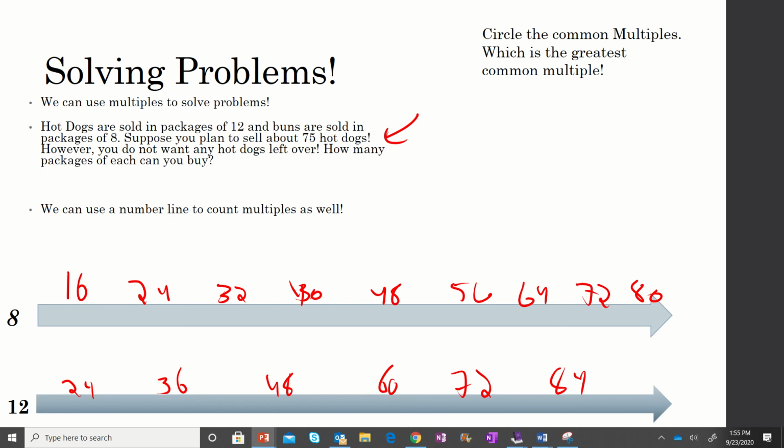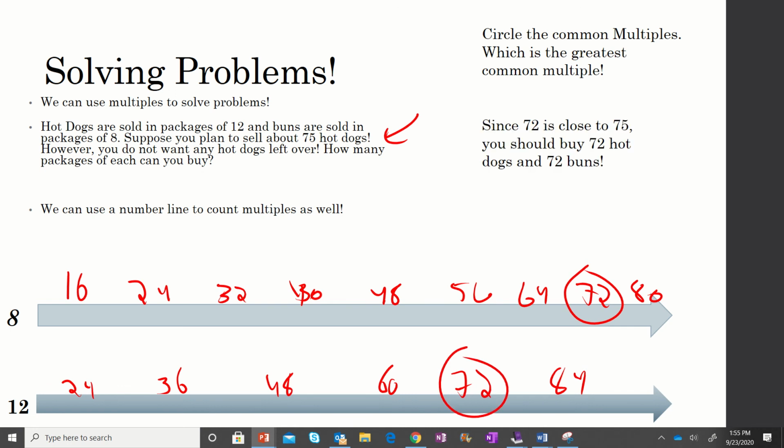So now, okay, what we need to do is we want packages of 12, okay, for hot dogs, and buns are 8, all right? So what I need to do is I need to find the common multiple, the biggest common multiple, which here is 72, okay? It's close to 75. So we did waste a few hot dogs and buns, okay? But we can buy 72 buns and 72 hot dogs, okay?